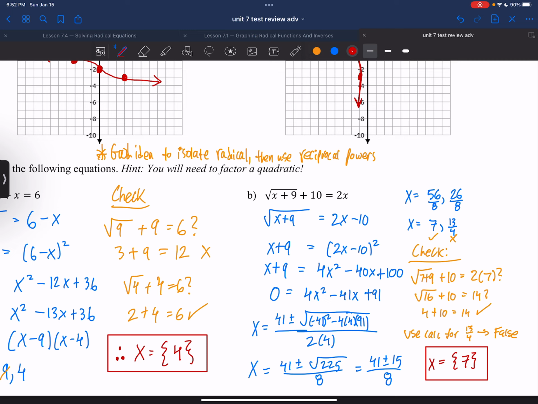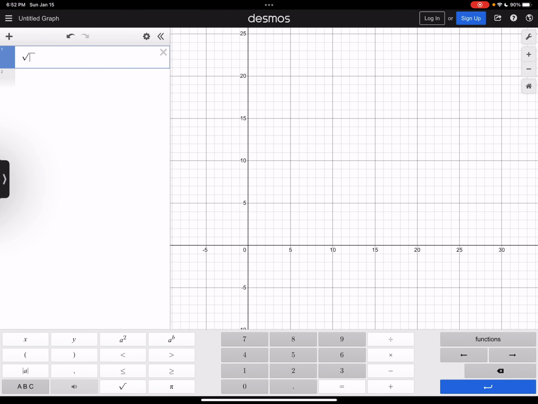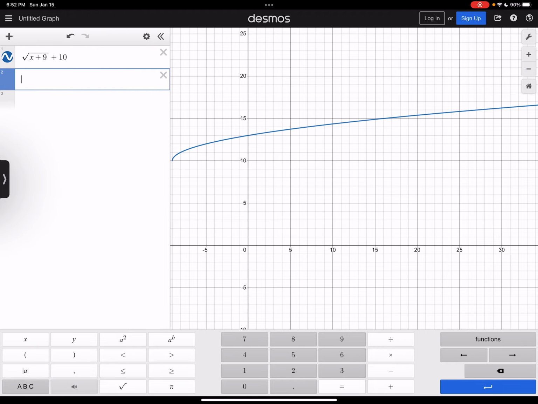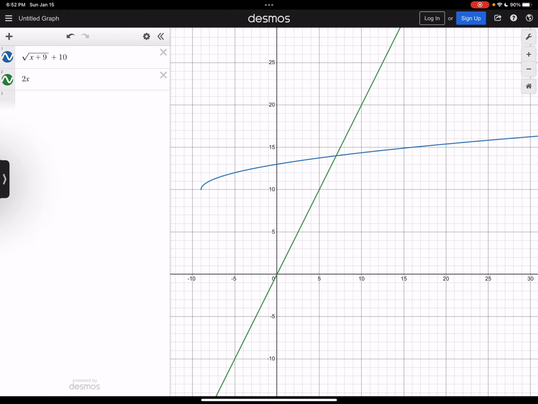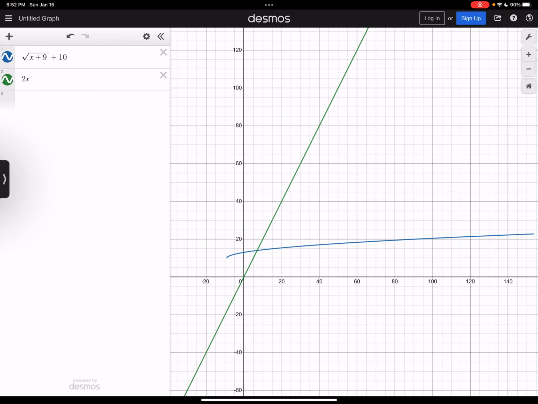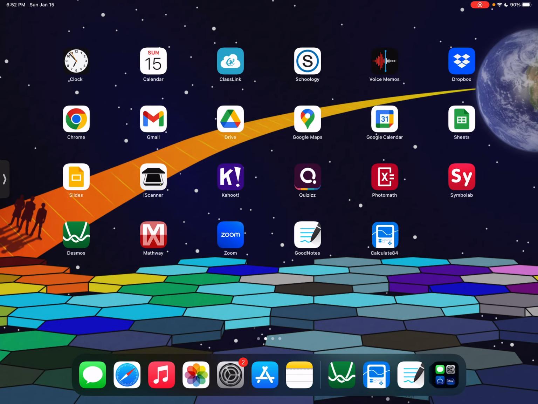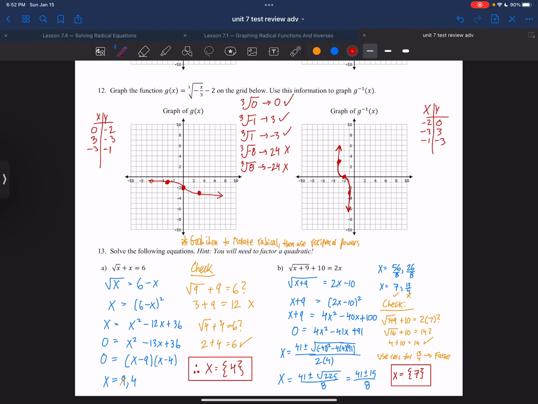Okay. You can check this very quickly with Desmos. Root of x plus 9, plus 10. And then the other line is 2x. And there is one point of intersection at 7. There is no other point of intersection, meaning there's only that one solution. That means the other one was extraneous. It was not true. It was false.